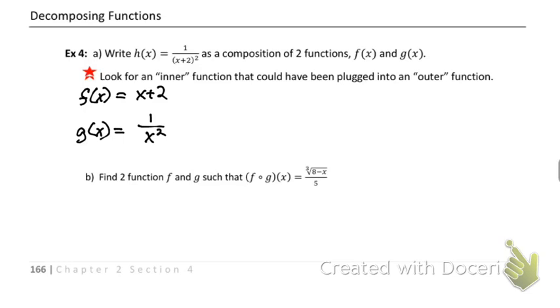Now, if I wanted to go from f of x equals x plus 2 to g of x equals 1 over x squared, I would have to plug in that x plus 2 into that x. So I actually want to plug f of x into here. So when I combine these, I actually want to write it as g of f of x. If I took x plus 2 and I plugged it in for this place, I would get out 1 over (x plus 2) squared.